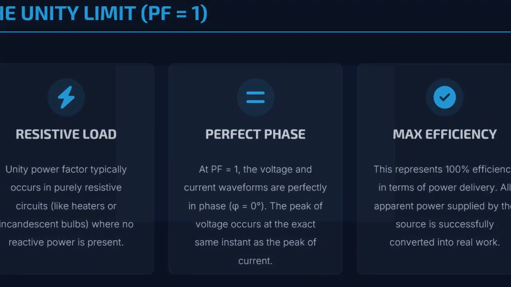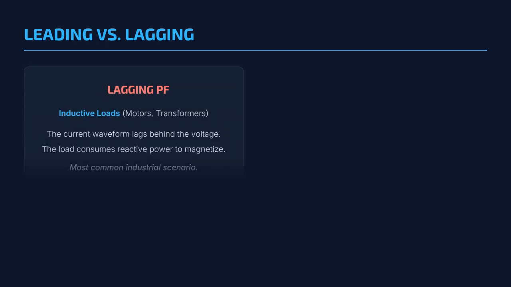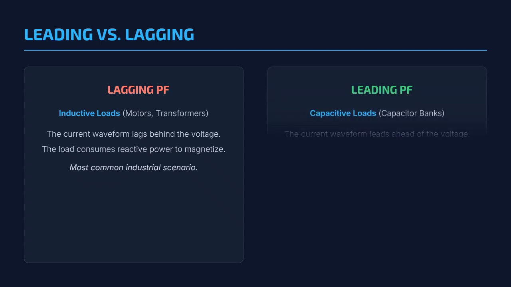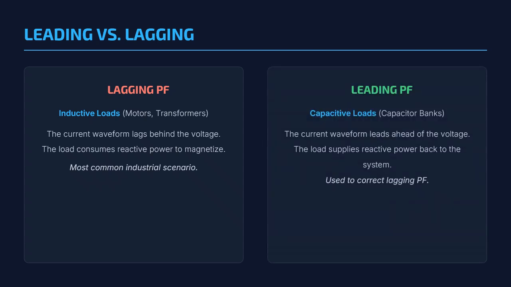Leading versus lagging. In the real world, we deal with lagging or leading power factors. Inductive loads like motors cause current to lag, while capacitive loads cause it to lead. However, regardless of the direction, the power factor value itself remains a decimal between 0 and 1.